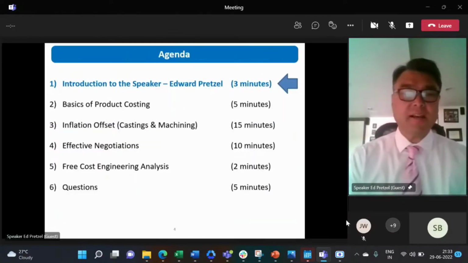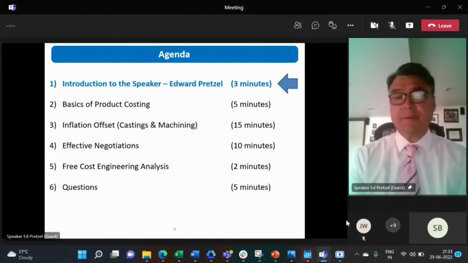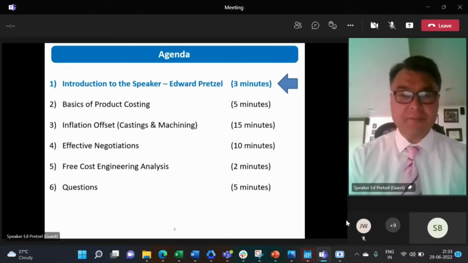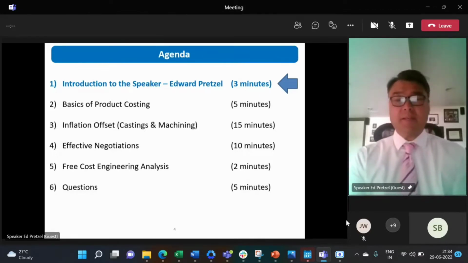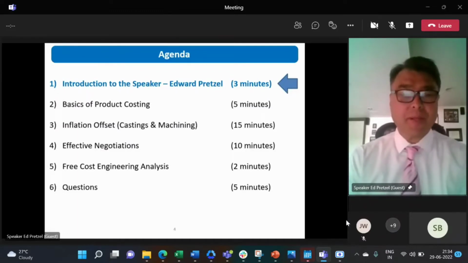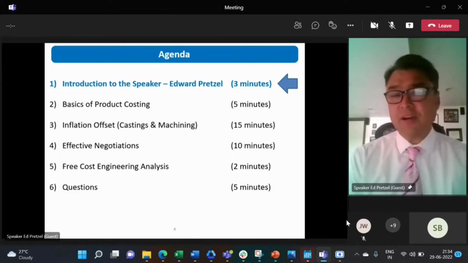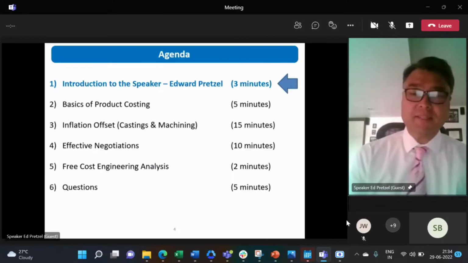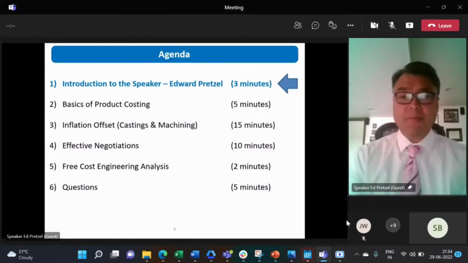Our agenda today: I'll introduce myself and our company. We'll talk about the basics of product costing. We want to level set on what is the basic formula for product costing. Number three, we will certainly talk about inflation offset. We will focus on castings and machining, and we will use a recent real-world example.